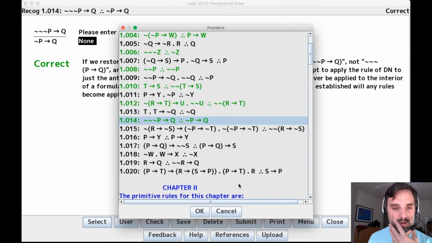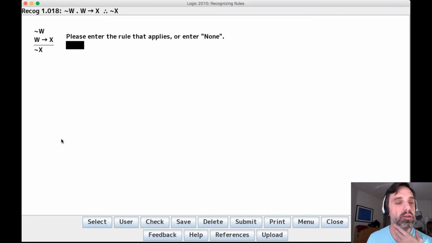Let's see, are there any others we want to do? Let's take a look at 18. So we have a conditional, we have the negation of the antecedent as our other premise, and the negation of the consequent is our conclusion. So, is this either modus ponens or modus tollens? Well, what do you think? In fact, it's neither. Modus ponens requires we have the antecedent and we get to infer the consequent. Modus tollens requires that our other premise be the negation of the consequent and we get to infer the antecedent. But this is, if we have the negation of the antecedent, can we infer the negation of the consequent? And that's not in general the case.